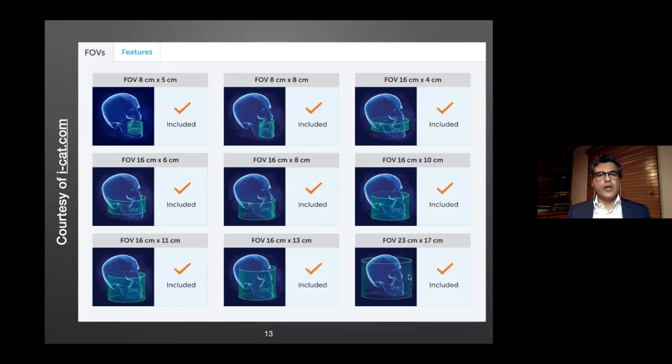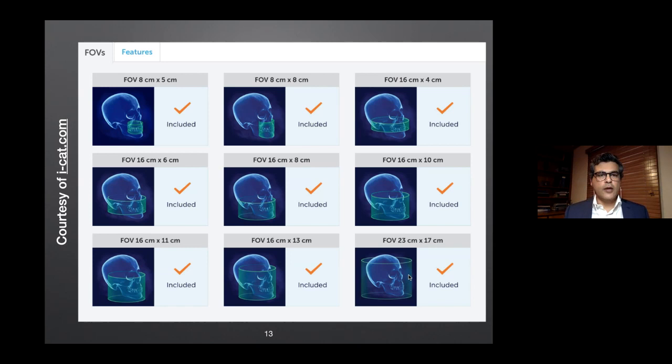So this is a bit of an explanation of what an FOV, or field of view, is. In this slide, you see 9 different fields of view, which are represented by these green circles. Let's look at the first one, the top left. It says the FOV is 8 centimeters by 5 centimeters. When the FOV is written in the correct manner, the first number represents the diameter of the green circle, which is 8 centimeters in that first image. And then the height is represented by the second number, which in this case is 5 centimeters.